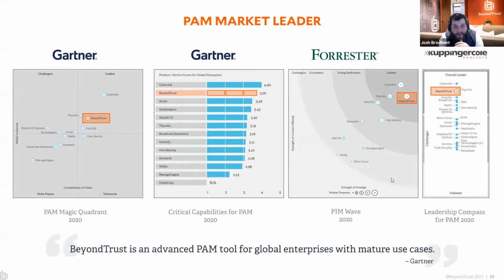We are a PAM market leader in this space. The analysts have agreed. We have an advanced PAM tool for global enterprises, for mature use cases. You can see us in the upper right. You can see us right behind CyberArk from a product services score for global enterprises. You can see us in Forrester in that top right corner. Kuppinger Cole, we're right there. All of these things account to us being a PAM market leader in this space.